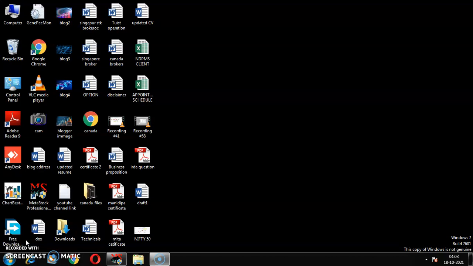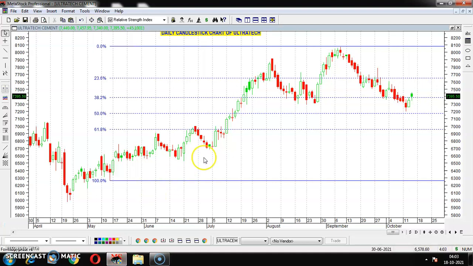Today I have decided to illustrate the technical implication of two scripts. First one is Ultratech Cement, and the next one is HDFC Limited. Let me start with Ultratech Cement. I'm going straight to the daily candlestick chart of Ultratech Cement. You see that I have already opened a daily candlestick chart of Ultratech Cement.